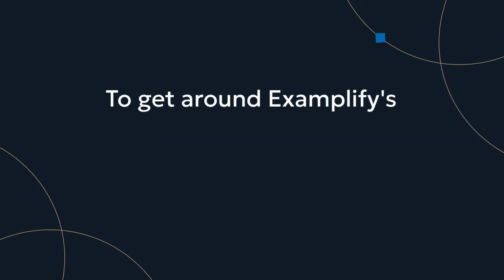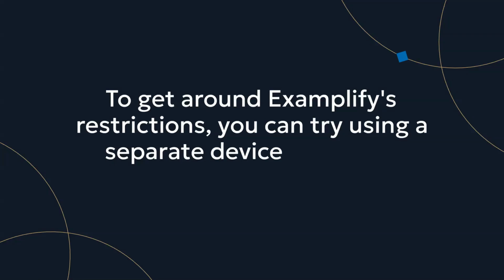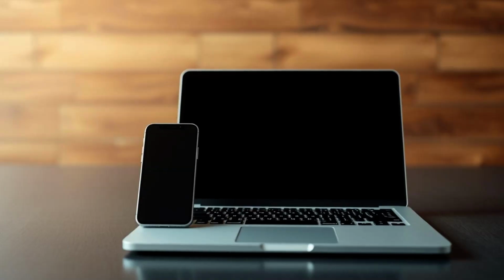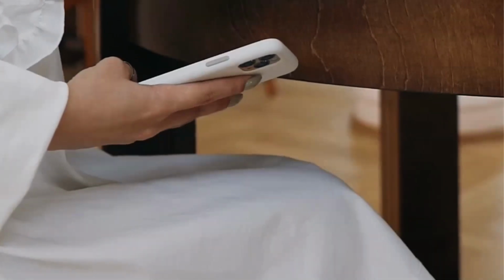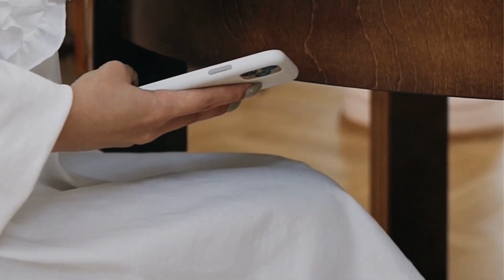To get around Examplify's restrictions, you can try using a separate device to bypass Examplify, utilizing a mobile device. A hidden phone can be useful during exams. You can position it under your desk and operate it to search for answers.